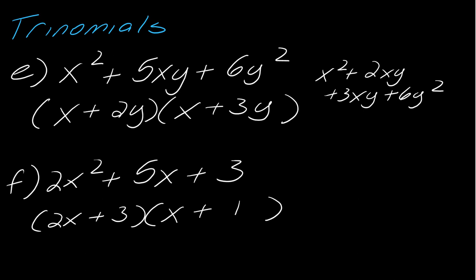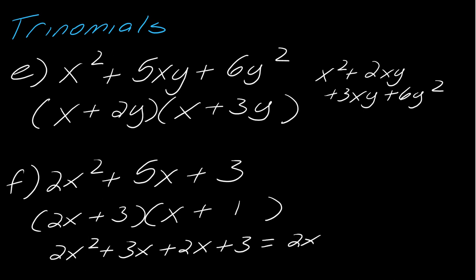Okay, so now let's see if this works. Again, if we're just practicing multiplying this together in our head, 2x times x, that's 2x squared. 3 times 1 is 3. And then I've got 3x plus 2x, so I can see I have 5x. Or again, if that's too fast for you, no problem. We can just multiply everything out like this. And so I get 2x squared plus 5x plus 3.